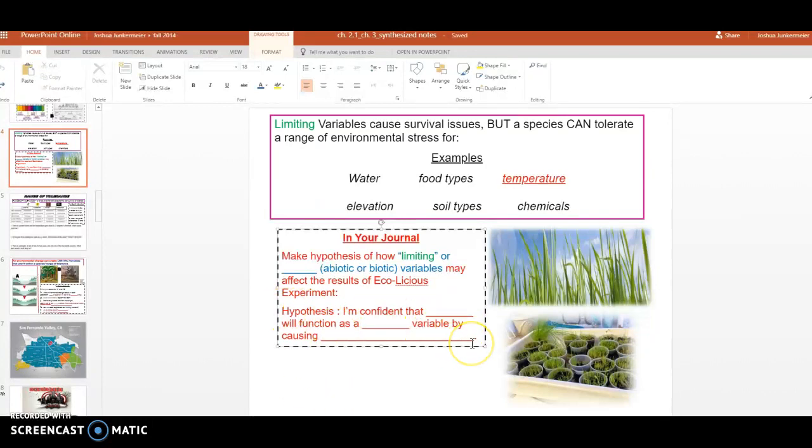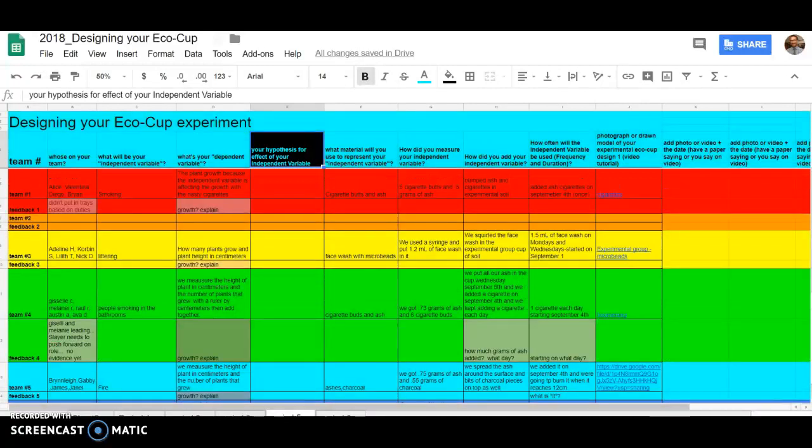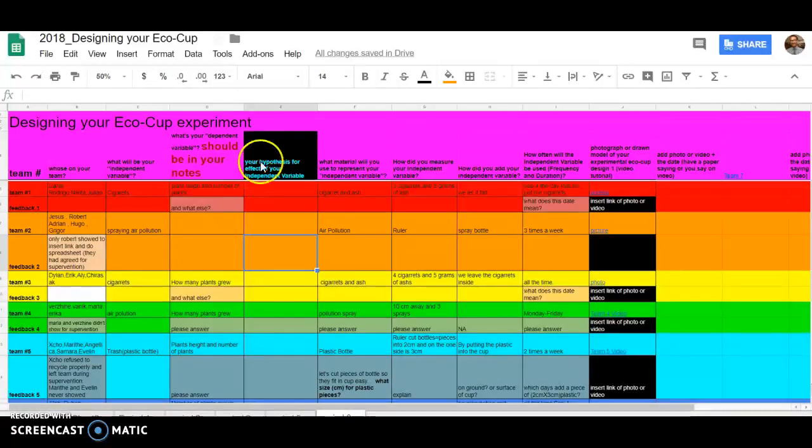Once you have this hypothesis created, you're going to work with your team at some point and add it right in here. You see this? We have a new thing in our designing our ecocups. It says your hypothesis for the effect of your independent variable. So for each of your teams, whichever period you are, period 2, 3, 4, 5, 6, whatever, every team is going to use what you're thinking, potentially, to decide on an official hypothesis for what you think is going to be the effect of your independent variable, what it's going to cause, right? And you're going to need your reflector when you guys get together to make sure everyone agrees for what you type in here, or what the recorder types, right?